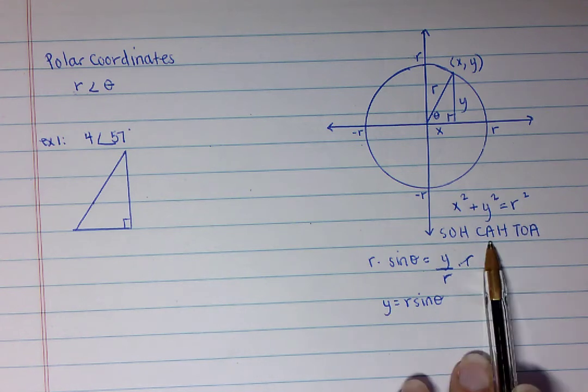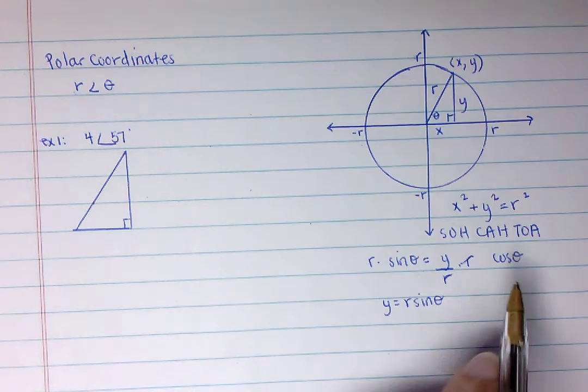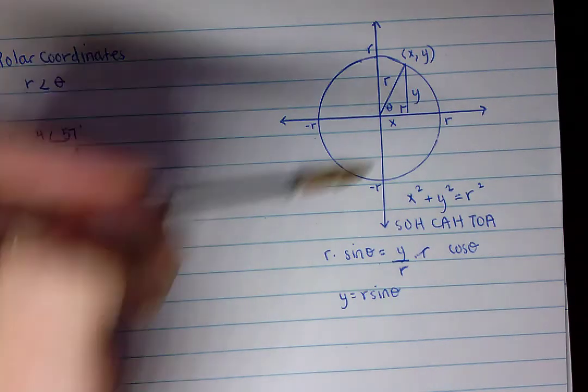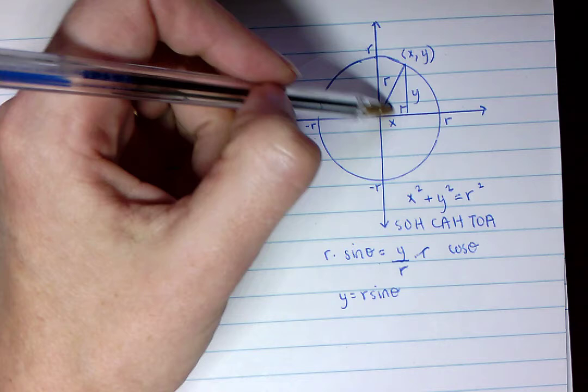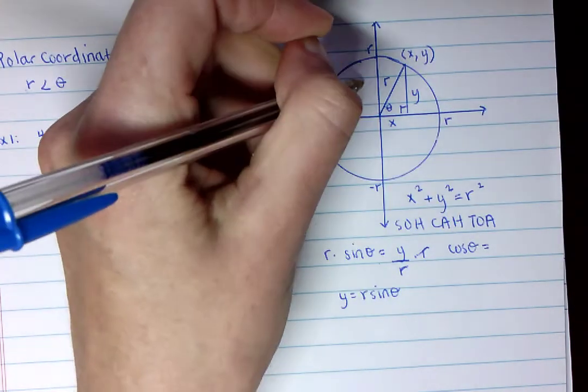All right, let's do the same thing with cosine. If we do cosine of theta, remember, that's adjacent over the hypotenuse. So that equals x over r.